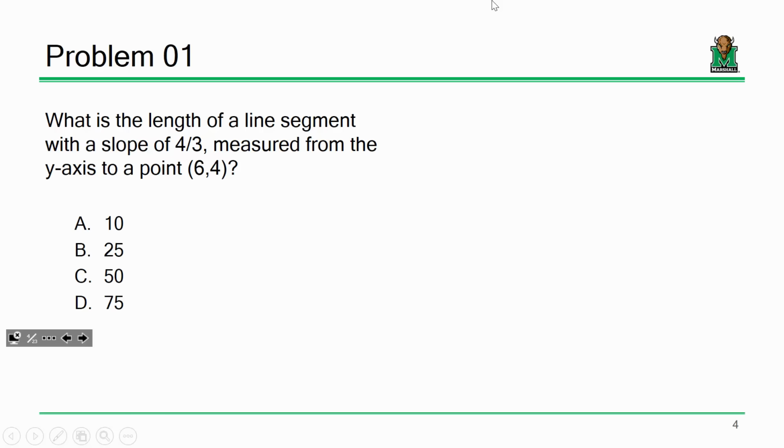All right, so problem 1. What is the length of a line segment with a slope of 4/3 measured from the y-axis to a point (6, 4)? I know this might seem pretty convoluted, but it's really not, because you're provided some information that's pretty straightforward. To start off, you're provided with a slope of 4/3, and a point. Y'all remember the point-slope formula? Let's just get into it. Let's start off with the point-slope formula.